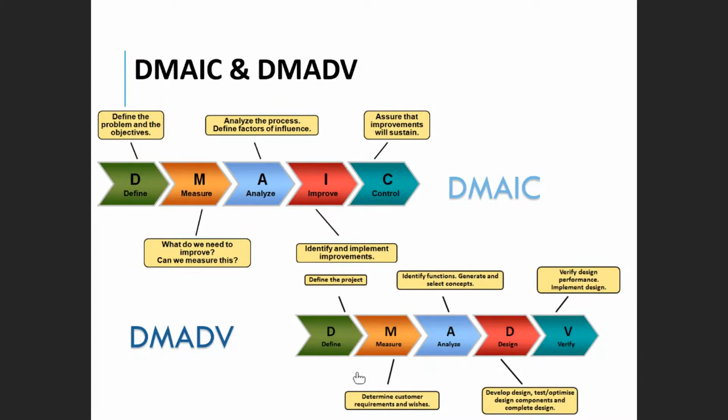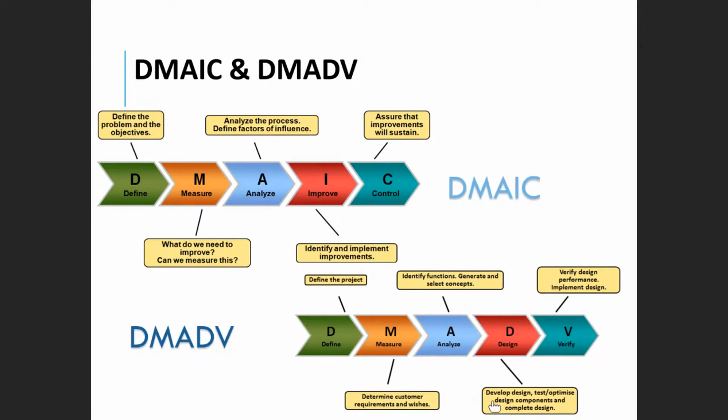For example, in the measure phase you determine the customer requirements, whereas in the measure phase in the DMAIC, the question is what do we need to improve, and can we measure this? This is the objective for each one and how it's different. In the analyze phase, you identify functions and generate and select concepts. In the analyze here, you define the factors of influence that make the effect.